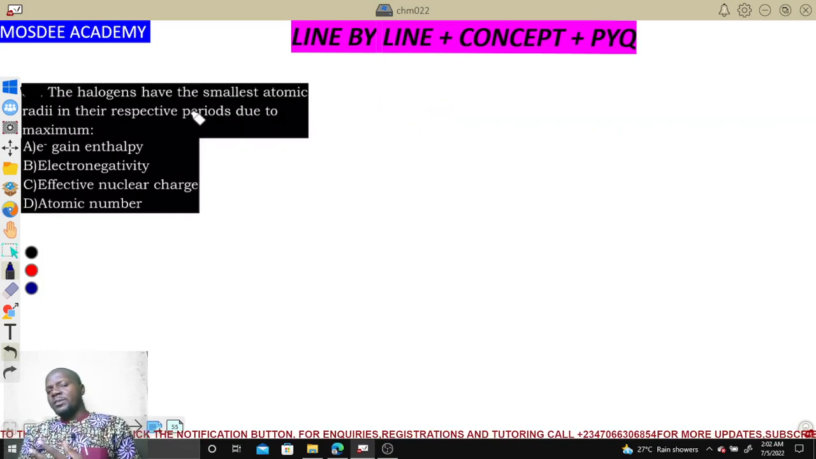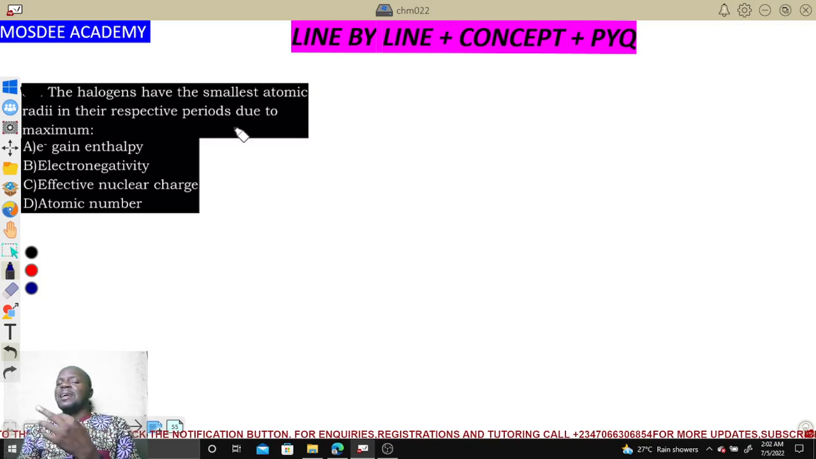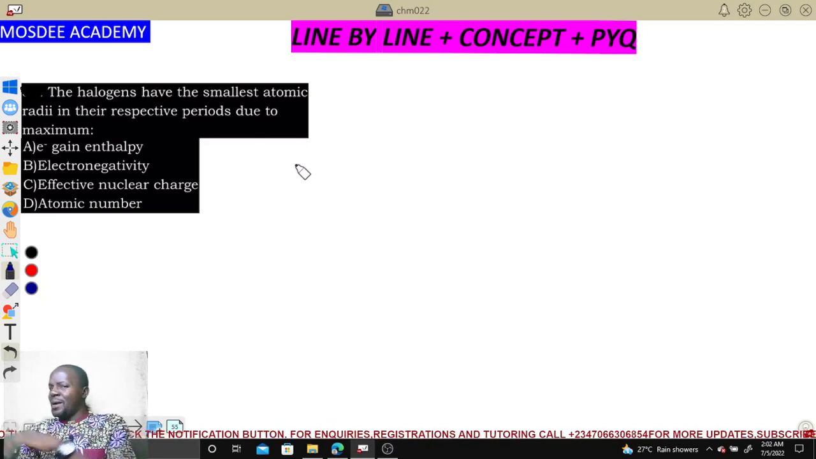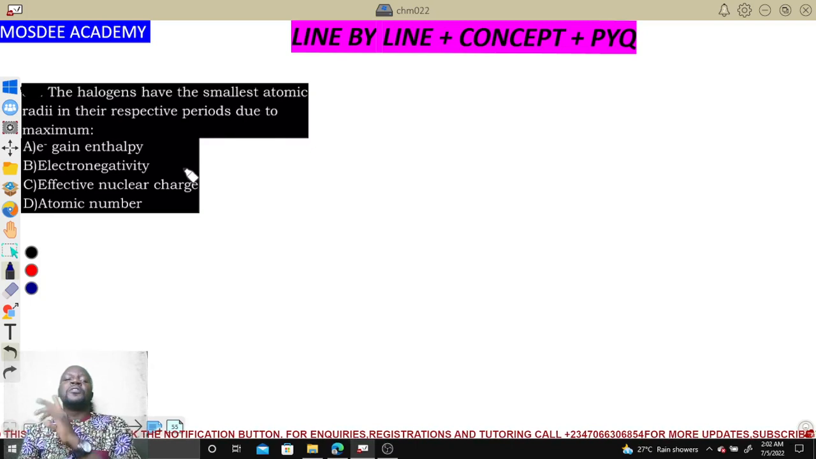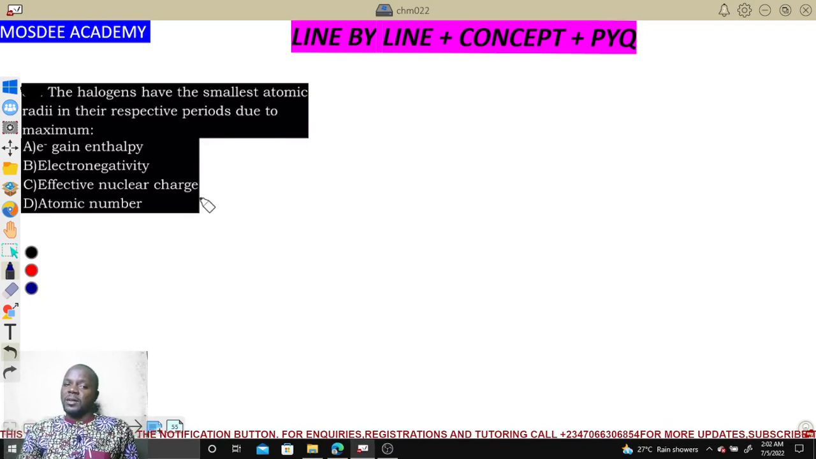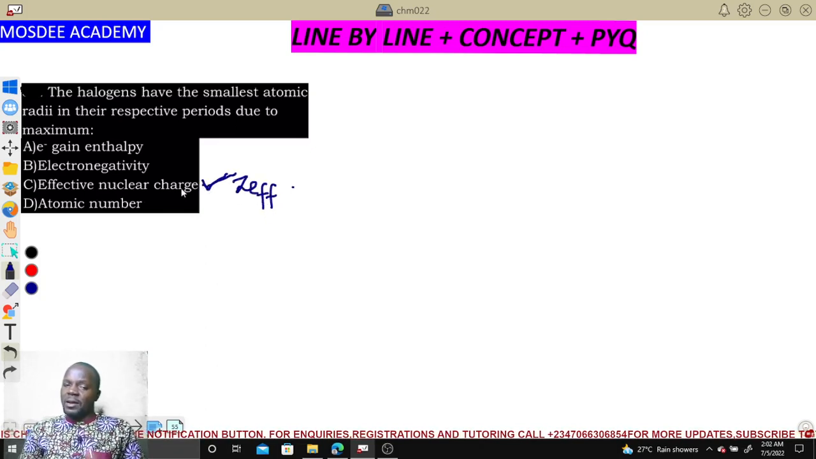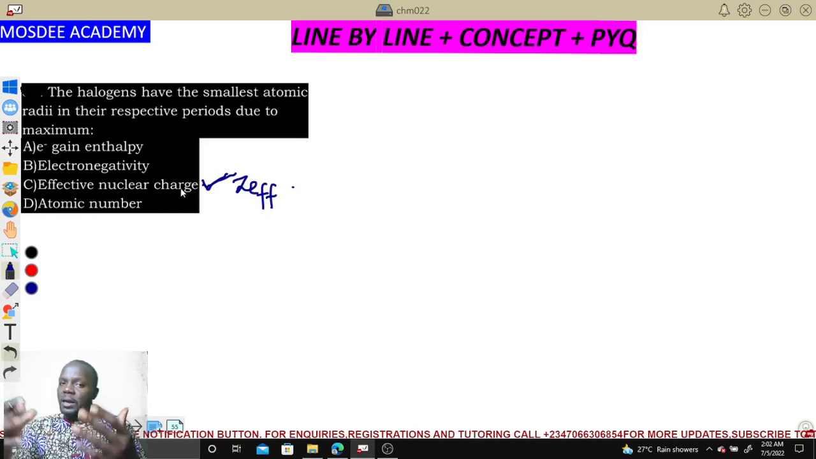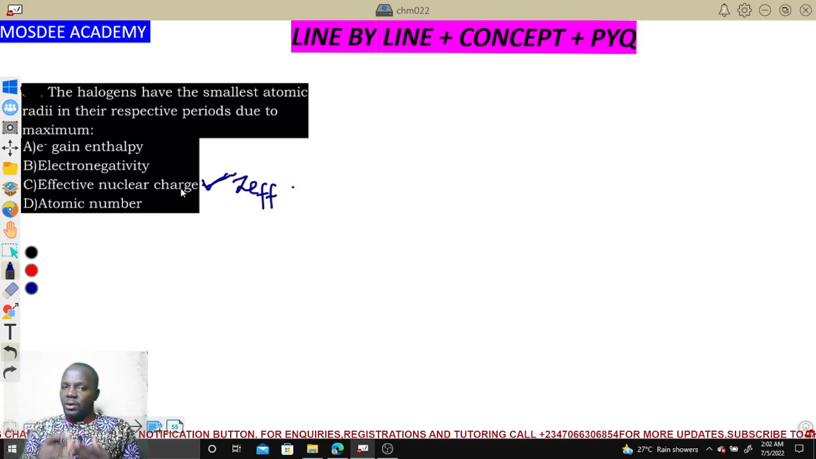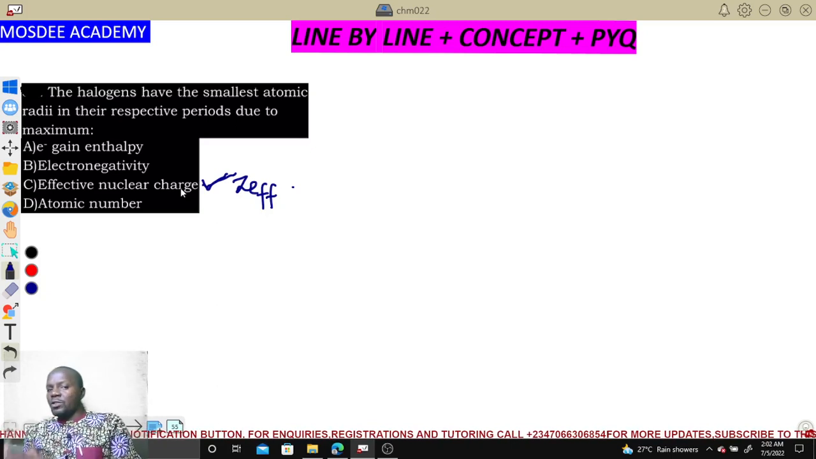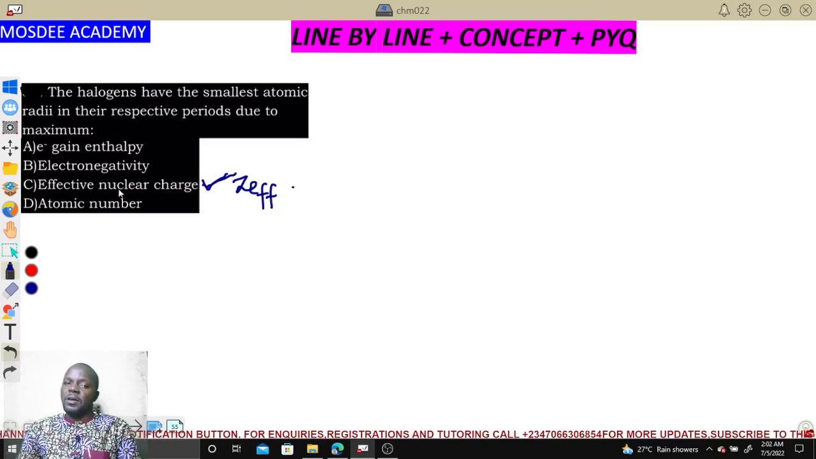Now, the next one: the halogens have the smallest atomic radii in their respective period. That's why I call it a line-by-line concept. This is due to the maximum effective nuclear charge, Z effective. Always keep that in mind, because they are very close to each other and they are not ready to lose electrons. They cannot give, so they are ready to gain. Because of that, the effective nuclear charge is large, and they are going to have a small atomic radius in their respective period. So this is the answer to that.